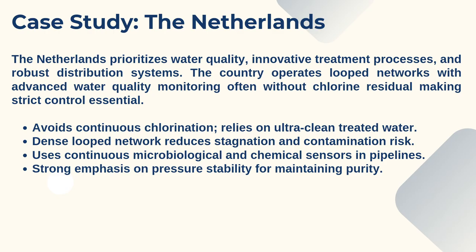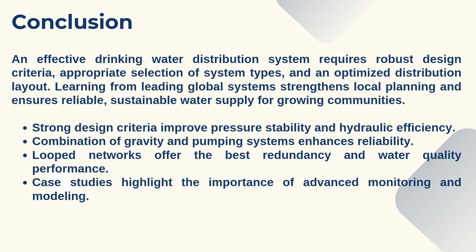Alright, this one is the case study in the Netherlands. The Netherlands prioritizes water quality, innovative treatment processes, and also a robust distribution system. The country operates loop networks with advanced water quality monitoring, often without chlorine residual, making strict control essential. It avoids continuous chlorination and relies on ultra clean treated water. Then loop networks reduce stagnation and contamination risk. It uses continuous microbiological and chemical sensors in pipelines, and also a strong emphasis on pressure stability to maintain the purity.